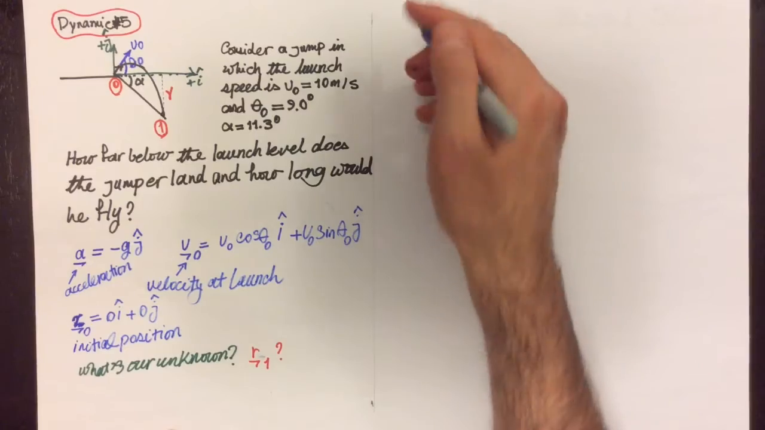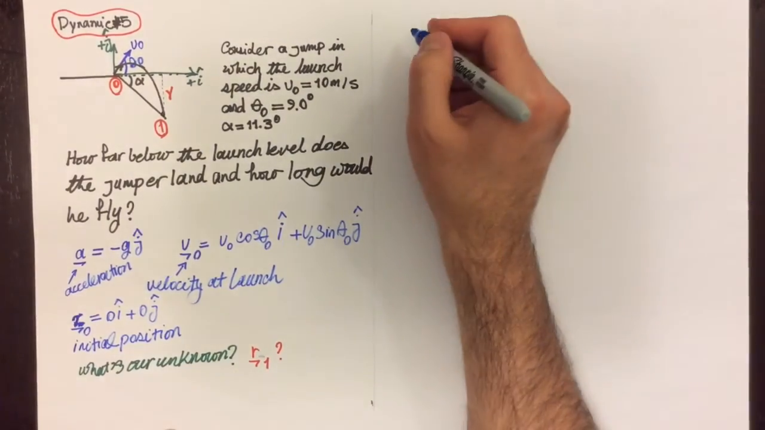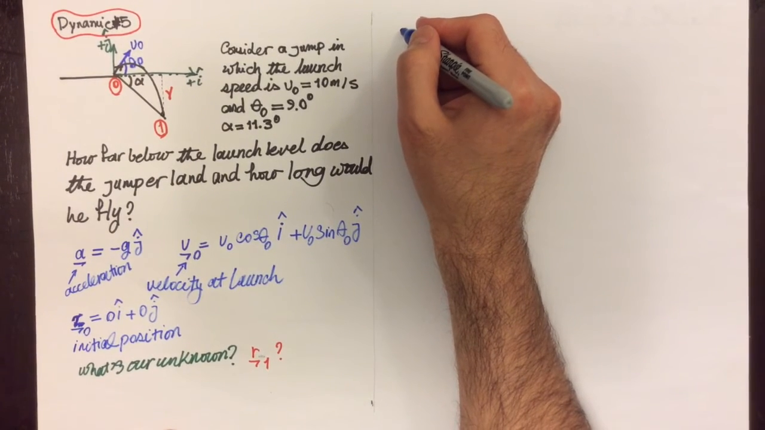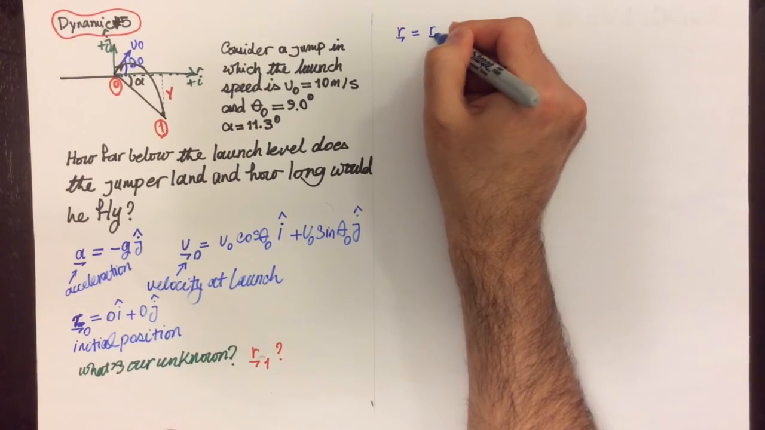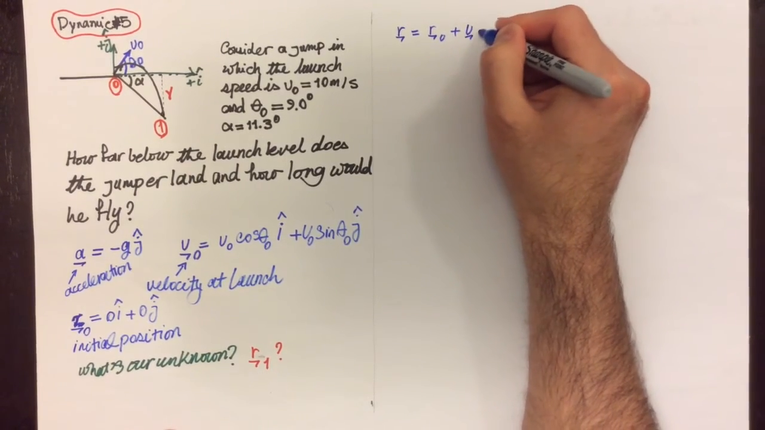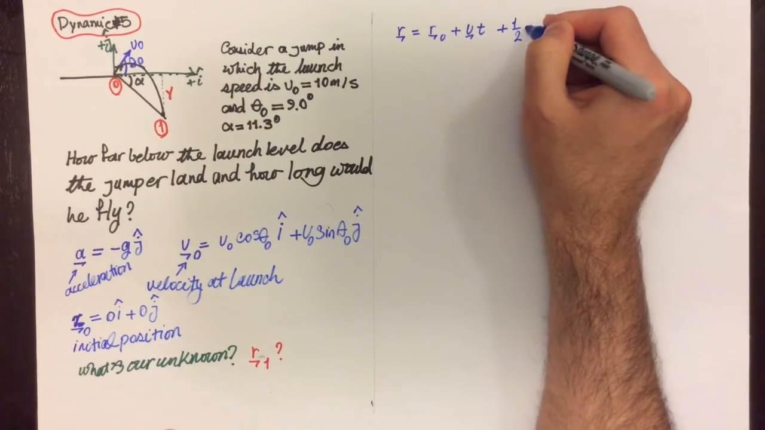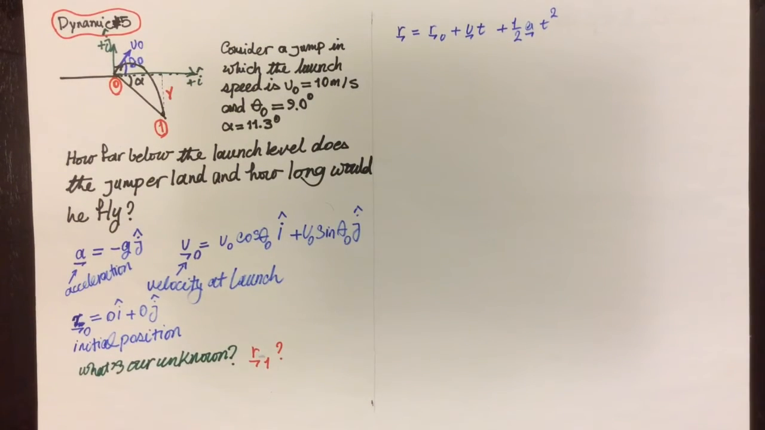You would say, in general, this is what I would do. I would say any R is equal to R0 plus V multiplied by t plus half acceleration times t squared, right? Because that's the equation we have. What is the other equation we have?